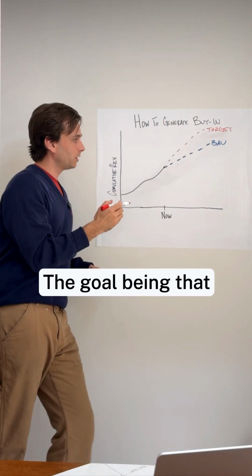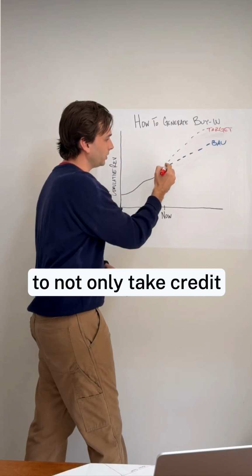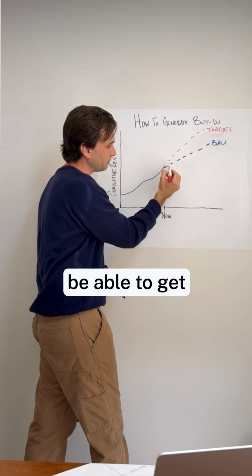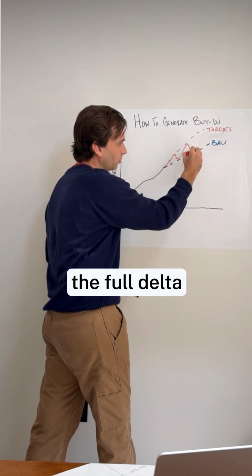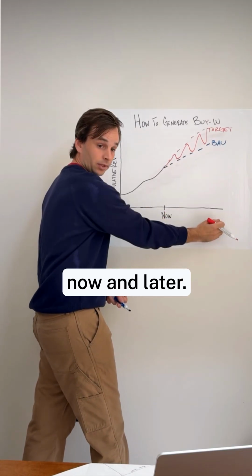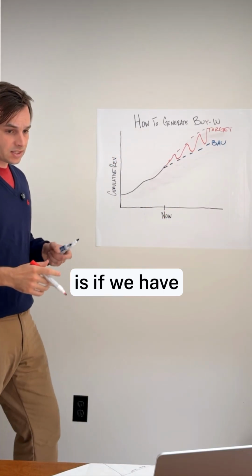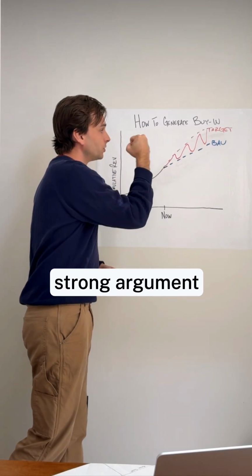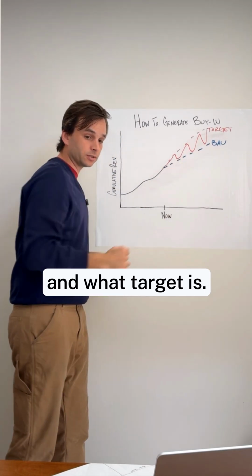The goal being that we want to be able to not only take credit for some small gains that we might be able to get in the short term, but actually the full delta between target and BAU between now and later. And the only way that we can do this is if we have an emotionally strong argument for what BAU is and what target is.